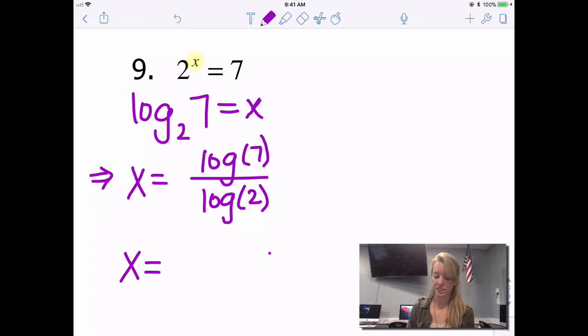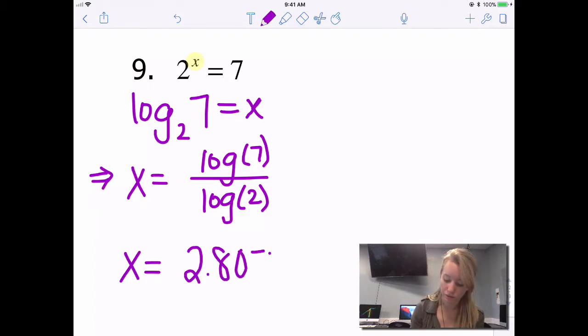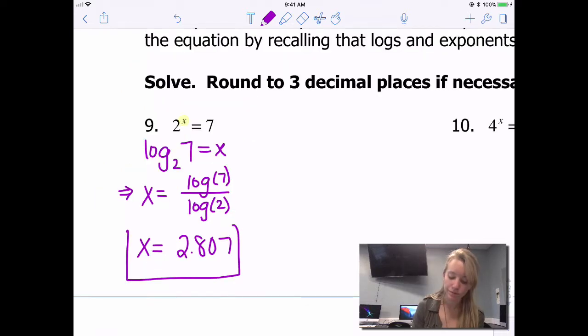Make sure you close the parenthesis: log 7 divided by log 2. Hit enter and I get 2.807. So that's my final answer. What I'm really looking for is, can I find something that I can actually plug into my calculator?